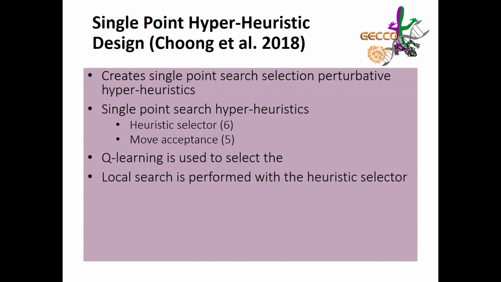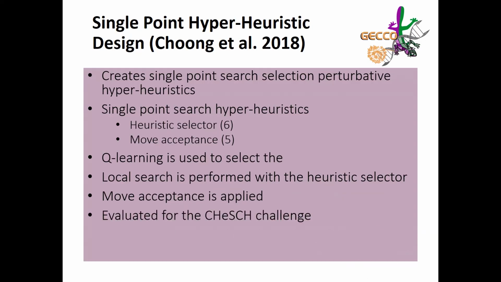They then ran it. First of all, they'd use a heuristic selector to choose your path that will actually make up an operator, a selector, and acceptance. And then they would use local search with the heuristic selected, and the move acceptance after that local search will decide whether to actually accept that combination of hyperheuristics. So that's the one example, and it was placed 5th in the CHeSC challenge.